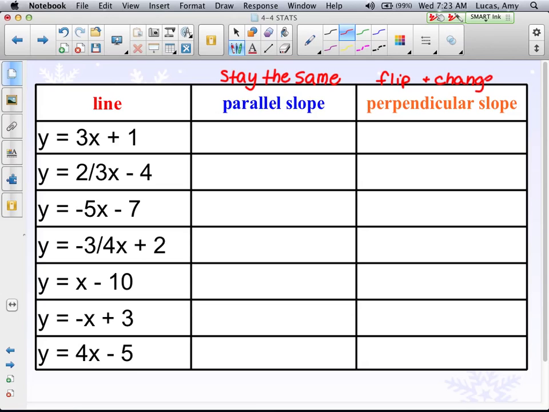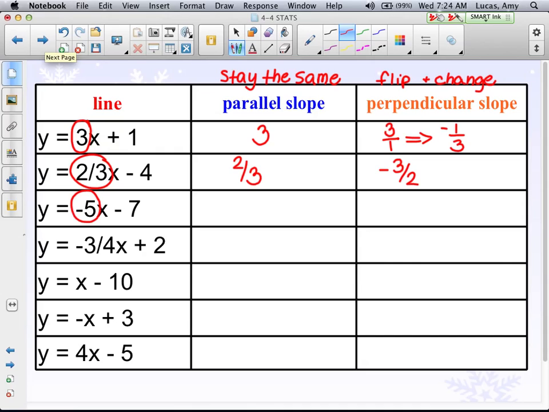So two things are happening. My original slope on the first line is 3. If my new line was going to be parallel to that, I would keep my slope 3. If it's perpendicular though, I make it a fraction, I flip it over, and change the sign for my new slope. The next slope is 2/3. Parallel slope stays the same, perpendicular, flip and change.